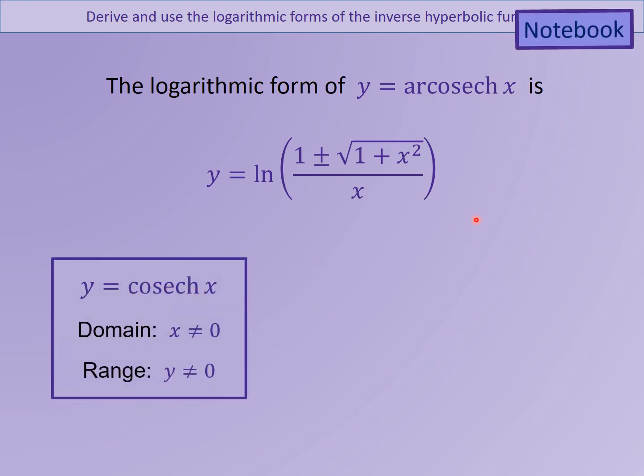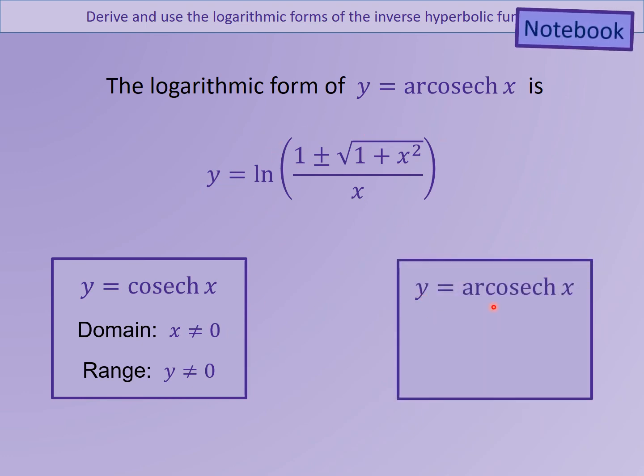Okay, so what's the domain and range? Well, I know that cosech was like this. Now, because I know what the range and domain of cosech is, I don't need to do any work on working out the range and domain of this function. All I need to do is say, right, if I want the range and domain of the inverse cosech function, the arcosech function, the domain will become the range and the range will become the domain. So for example, in this, the previous range was any values not equal to 0. So the domain will be any values not equal to 0.